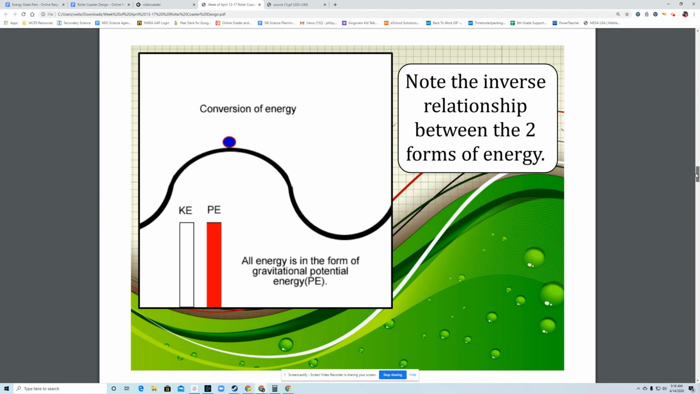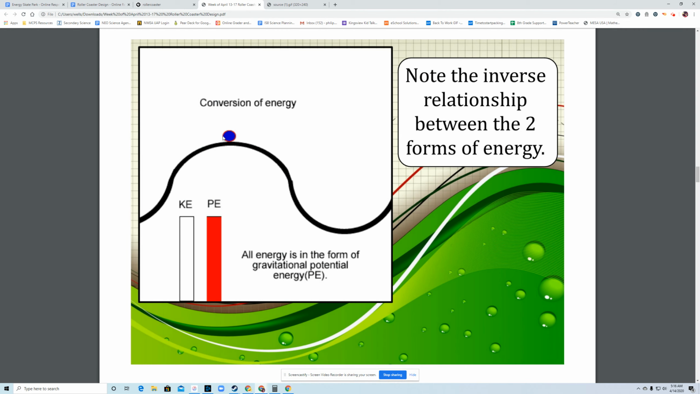Okay. Now, as I mentioned before, it's an inverse relationship, right? So as kinetic goes up, as the faster you go, you're going to lose potential. As your potential goes up, you're going to lose kinetic. They are an inverse relationship. They are in a negative relationship. They are opposing one another.